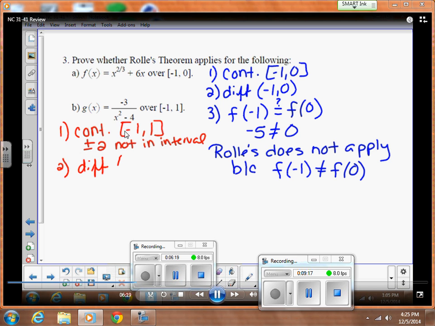Would it be differentiable? Yes, it's also differentiable because the point that causes problems is positive or negative 2, and again, it's not in the interval. So we're okay with that.